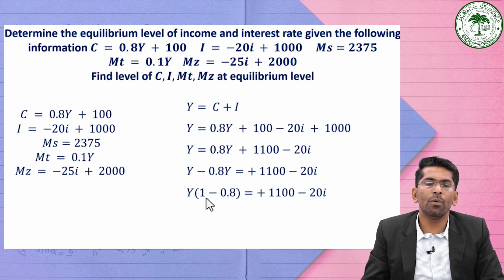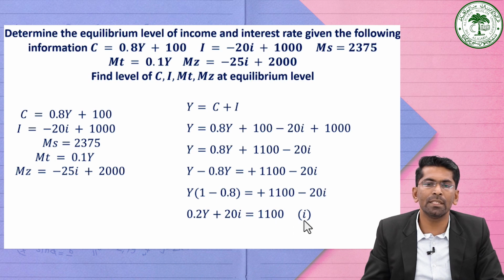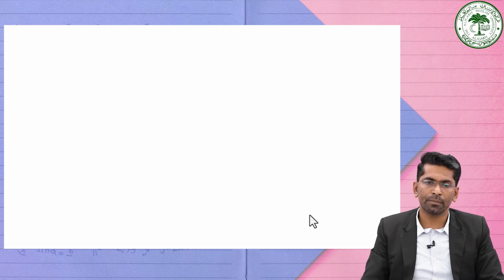If you go for simplifying it, then 1 minus 0.8 is equal to 0.2y. Taking minus 20i to the left side of the equation, it will become plus 20i, which is equal to 1100. So this is the product market equilibrium, which is represented as the IS curve. The equation number 1 denotes the IS curve.